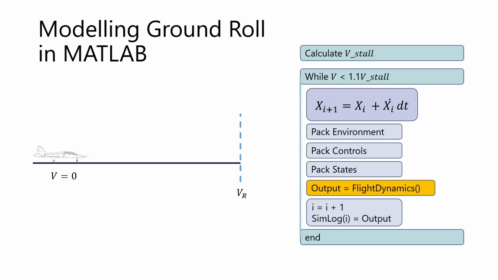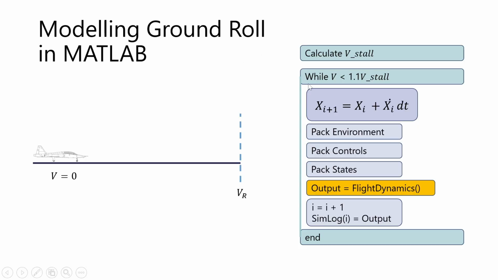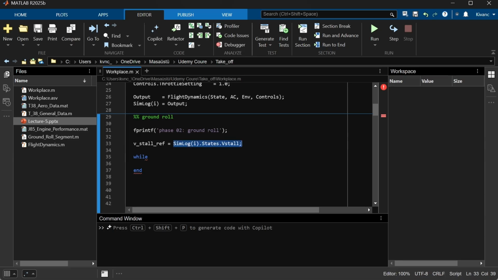Now I need to create my while loop here. To do that, let's say while, and let's end that. Okay. And while v is smaller than 1.1 times vstall, we need to also extract v from the symlog. To do that, I will copy this and paste here, and v is stored as v, which is velocity. And now I can write the condition: v is smaller than 1.1 times vstall. So I can copy this and paste here, times 1.1, and this is my condition.